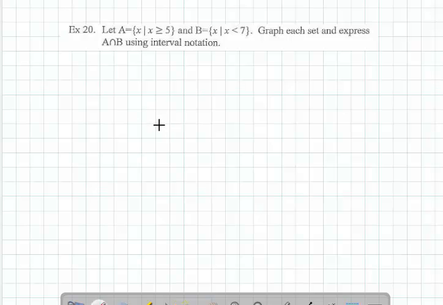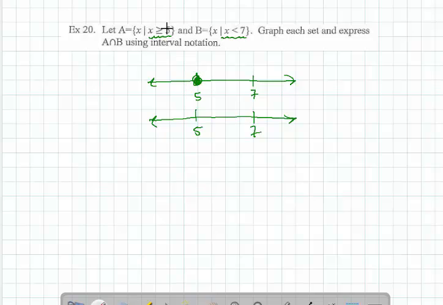Okay, example 20. We've got them already worked out for us. Again, we're looking at the intersection. So we'll just go ahead and put them on number lines. We've got our reference numbers 5 and 7. And so for this first inequality, we have equal to 5, so we put a solid dot at 5, and we want numbers greater than 5, so we shade to the right.